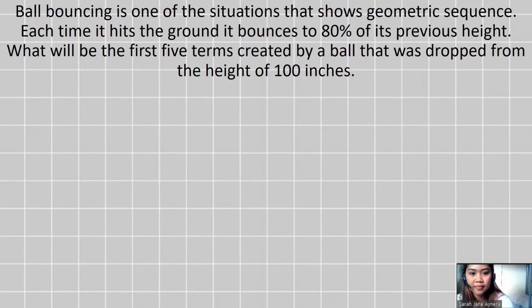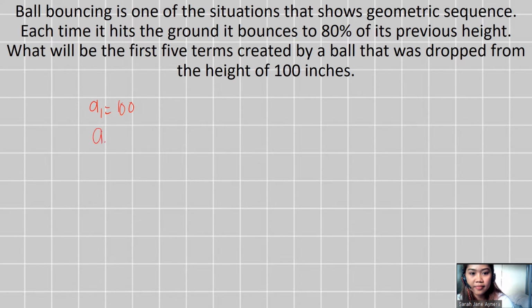Now we have here a word problem related to geometric sequence. Ball bouncing is one of the situations that shows geometric sequence. Each time it hits the ground, it bounces to 80% of its previous height. What will be the first 5 terms created by a ball that was dropped from the height of 100 inches? So the initial height is 100 inches, or your first term is 100.